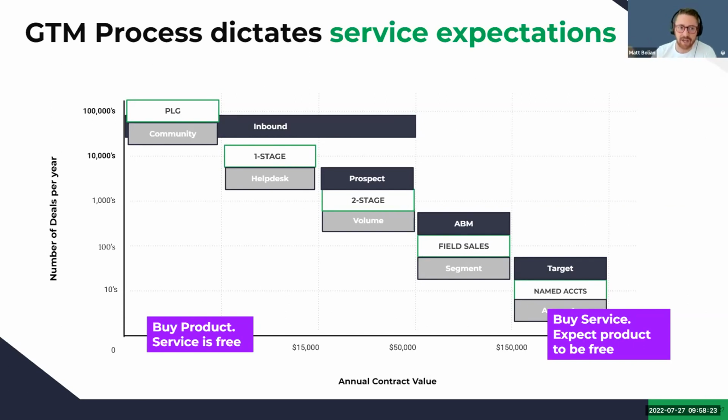So it's just a point. How you set up sales, how you set up marketing, how you set up CS depends on how people buy.